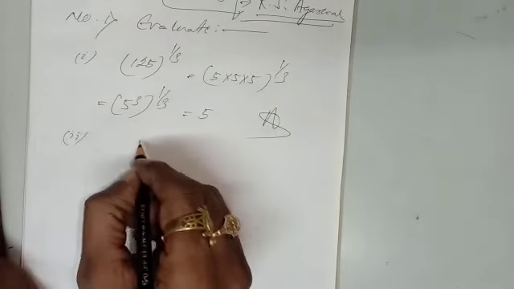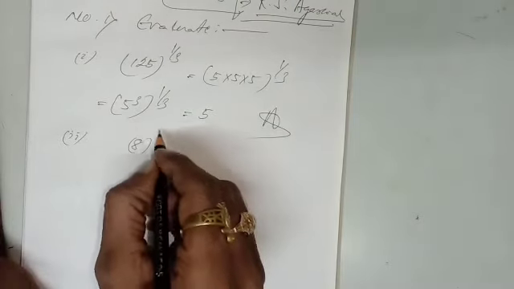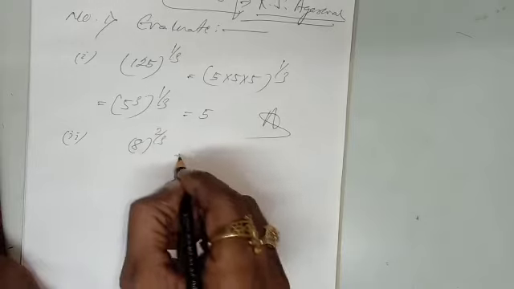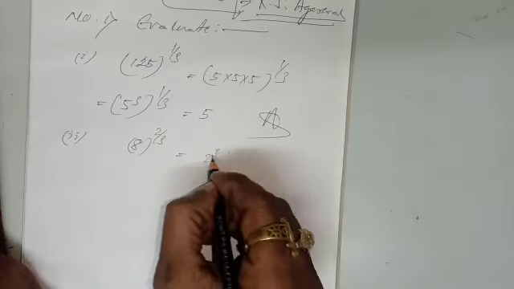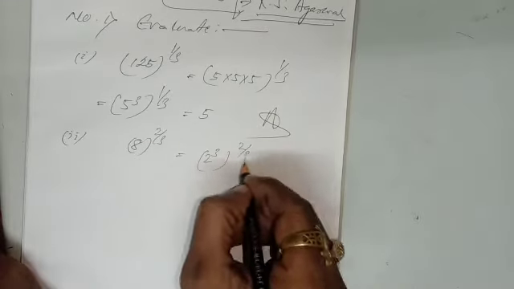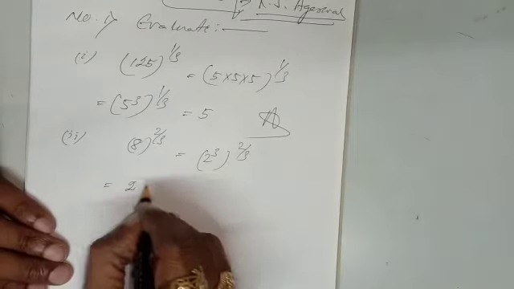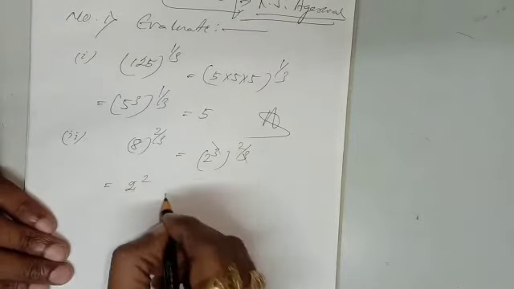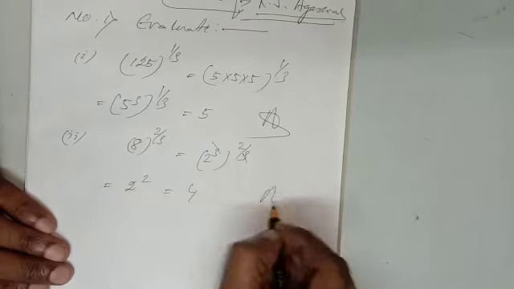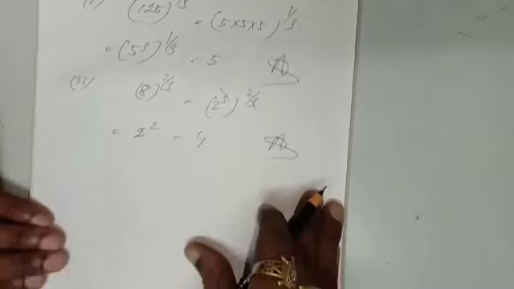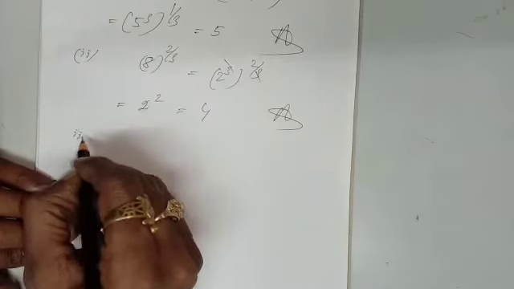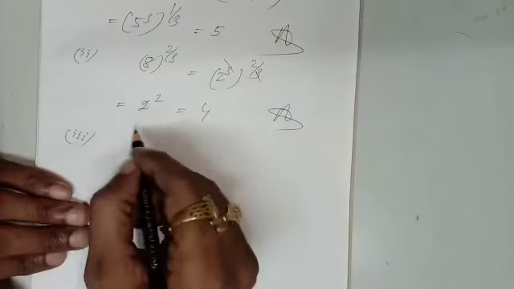Second part. See, the second part question given is 8 to the power 2 by 3. 8 means 2 cube, 2 multiplied 3 times, the answer will be 8. Now the 3 cancels, what is left here? 2 to the power 2, 2 to the 2 means 4, 2 into 2. Second part also completed. For your revision, I am doing this chapter for the half yearly exam.